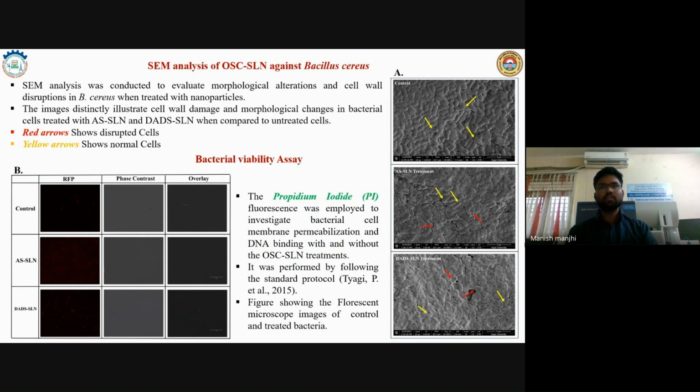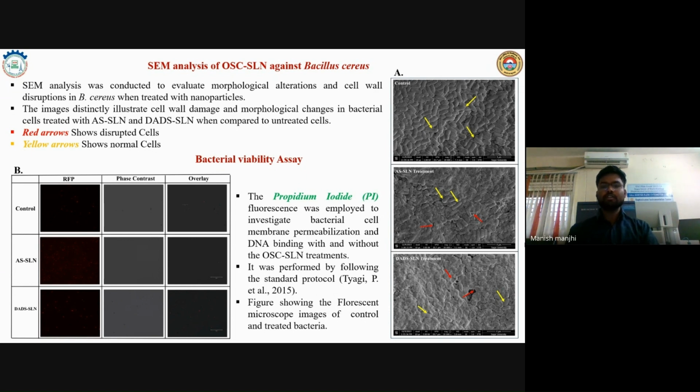So these are the SEM analysis and bacterial viability assay. These are used for checking the mode of action of the synthesized nanoparticles, as the SEM analysis was conducted to evaluate the morphological alteration and cell wall disruption in the Bacillus cereus bacteria when treated with the nanoparticles. The first figure, A, shows the control, that is untreated bacteria. Second is the allyl sulfide solid lipid nanoparticle treatment, which shows the disrupted bacteria. The red arrow shows the disrupted bacteria and the yellow shows the normal bacteria. The third figure shows the diallyl disulfide solid lipid nanoparticle treated bacteria.